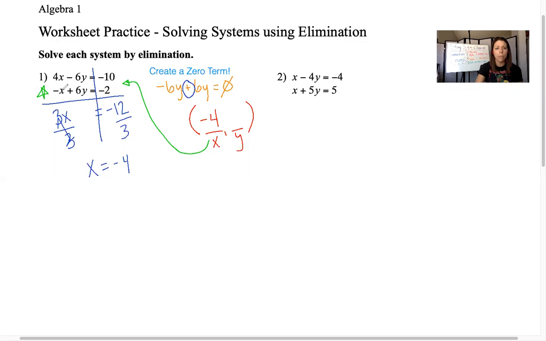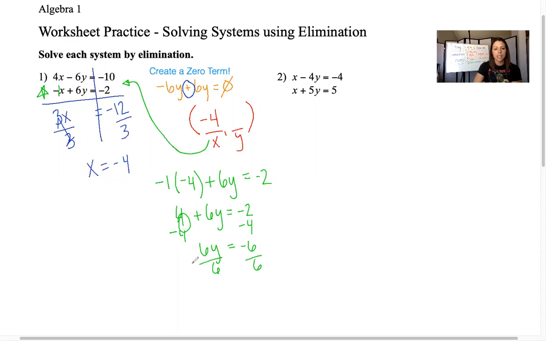Here we go. Remember, this is a hidden -1, so when I go to substitute, that's -1 times -4, because I'm substituting for x, plus 6y equals -2. That would be 4 plus 6y equals -2. Subtract 4 on both sides to create a 0 term, and you get 6y equals -6. Divide both sides by 6, that creates a big 1 factor, and you get y is -1. So our final answer, we have -4 for x, -1 for y.